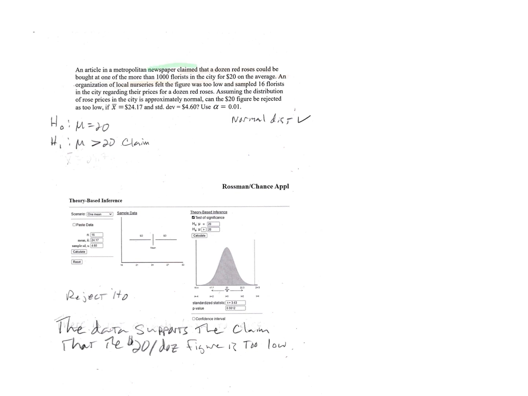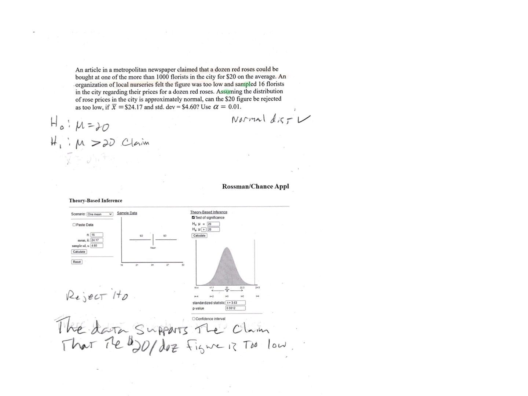I know the newspaper claimed it, but the people running the test think that $20 figure is too low. So I'm going to make this the claim, which means the hypothesized center is 20. That's why I said H0 is 20 and H1 is greater than 20. That's the claim. Now, I don't know the population standard deviation.